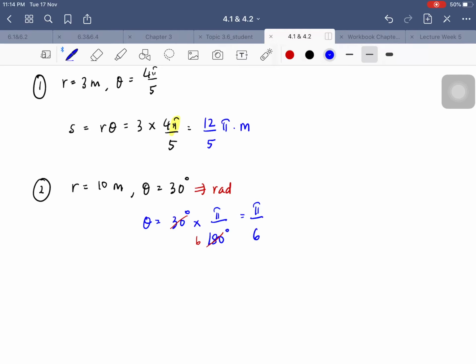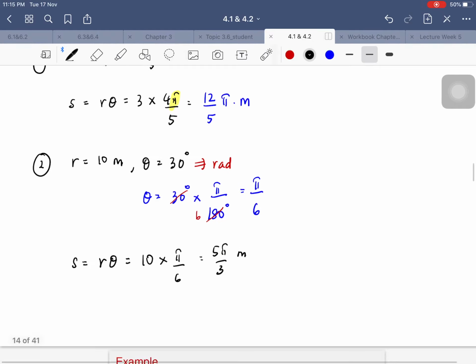Okay, so now I'm going to start using the formula. So I'm going to write that S is going to equal R theta. And for this case, our R value is equal 10 and the unit is meters. And I multiply that by theta, which is equal pi over 6. So therefore, when I simplify this, I will get 5 pi over 3, and that is going to be in terms of meters. So that is going to be the arc length. So first, make sure that you have r and theta if you want to calculate the arc length, and the theta has to be in terms of radian.